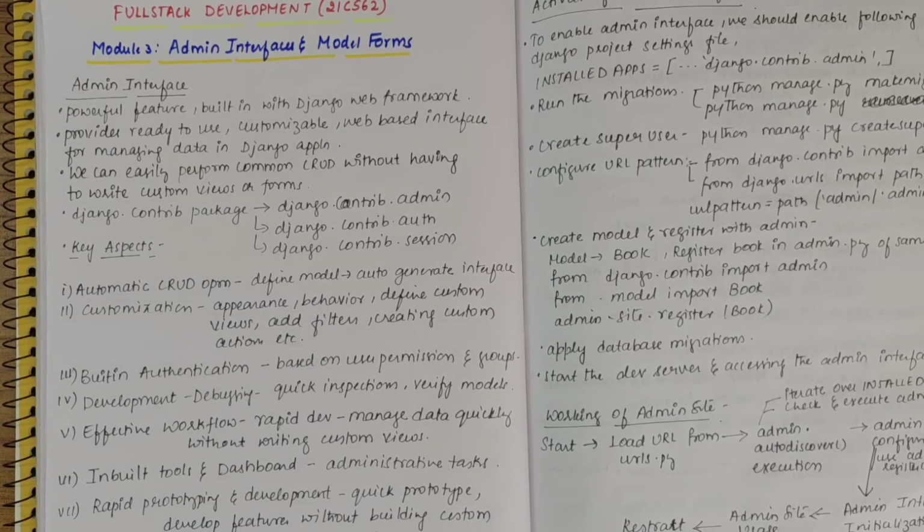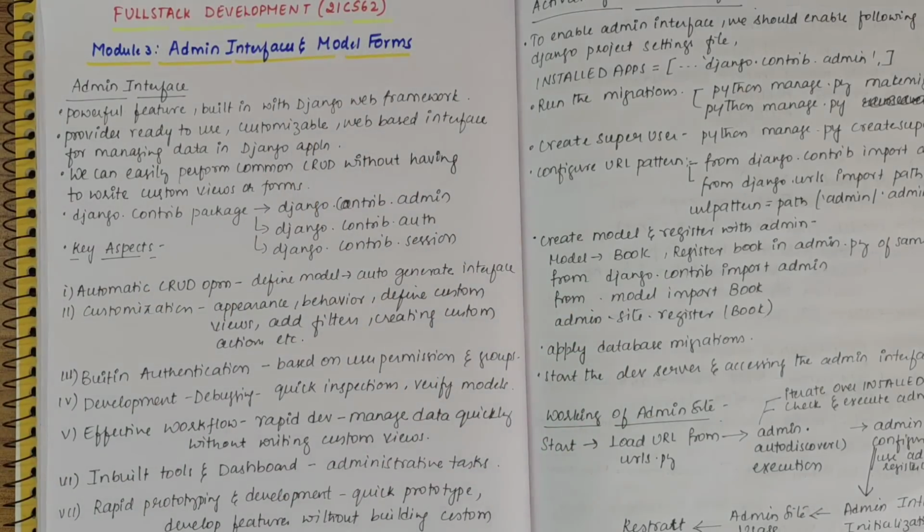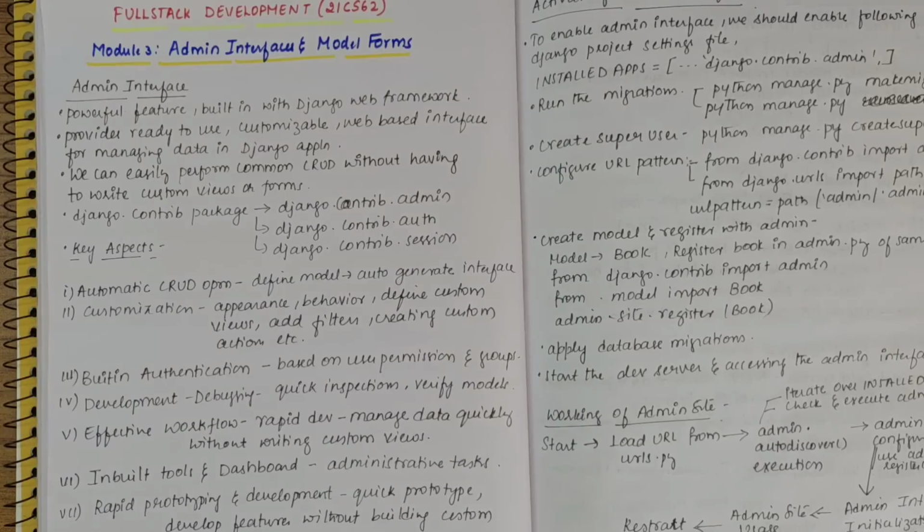In this video, we'll be looking into the important topics and important questions to cover from the third module, that is admin interfaces and model forms of the Full Stack Development subject, subject code 21CS62. So the first topic which we have is admin interface.